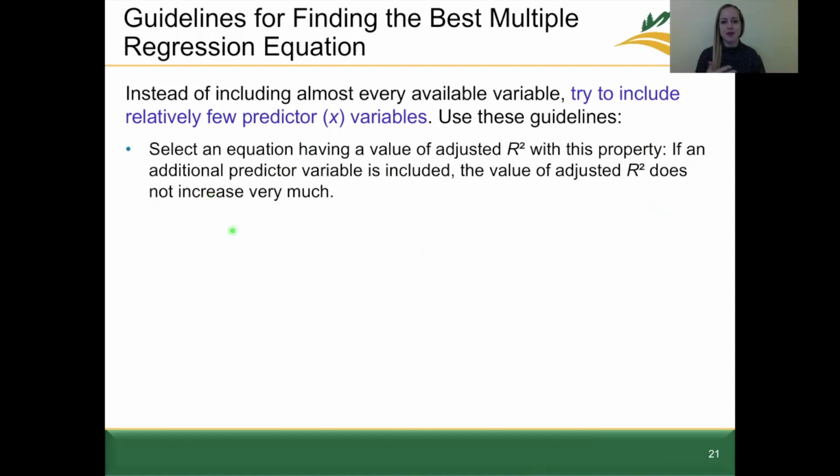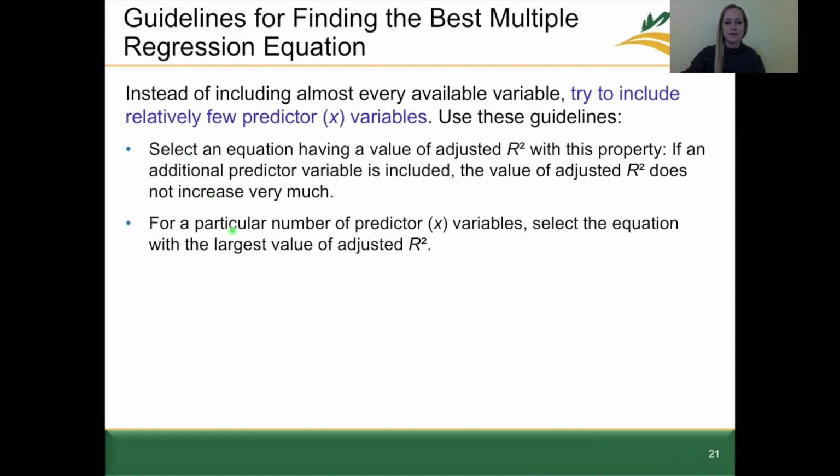When we have multiple options of using 2, 3, 4 different predictor variables, for a particular number of predictor X variables, select the equation with the largest value of the adjusted R squared. We still have to think critically here, and that will be in the example that we do a little bit later. In other words, we shouldn't just blindly use as many predictor variables as are available.